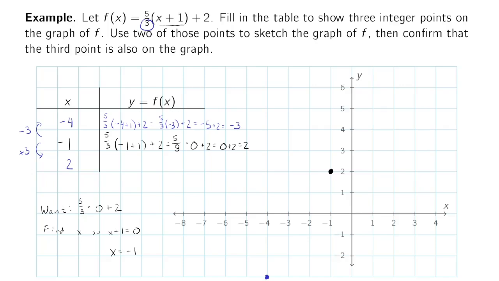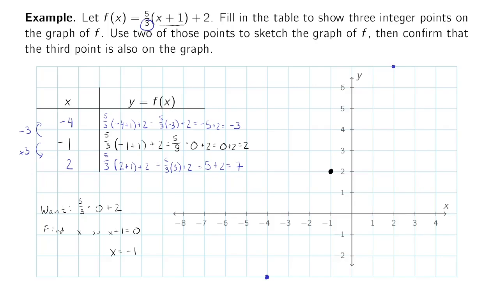When x is 2, we have 5/3 times 2 plus 1, plus 2. That's 5/3 times 3 plus 2. 5/3 times 3 is 5. So 5 plus 2 is 7. We have another point at 2, 7, which is way up here.